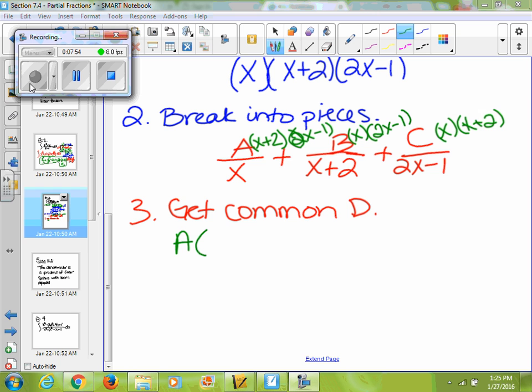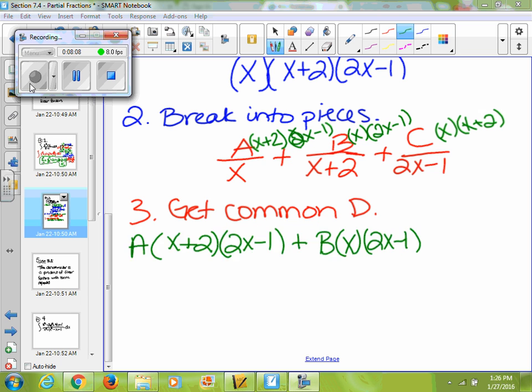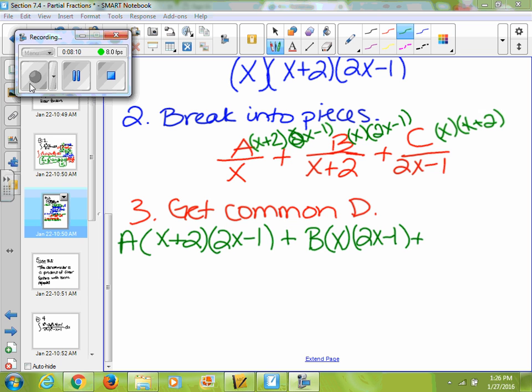Okay, so for now we're just going to ignore our denominators. So I have a times x plus 2 times 2x minus 1. I have b times x times 2x minus 1. And I have c times x plus 2.